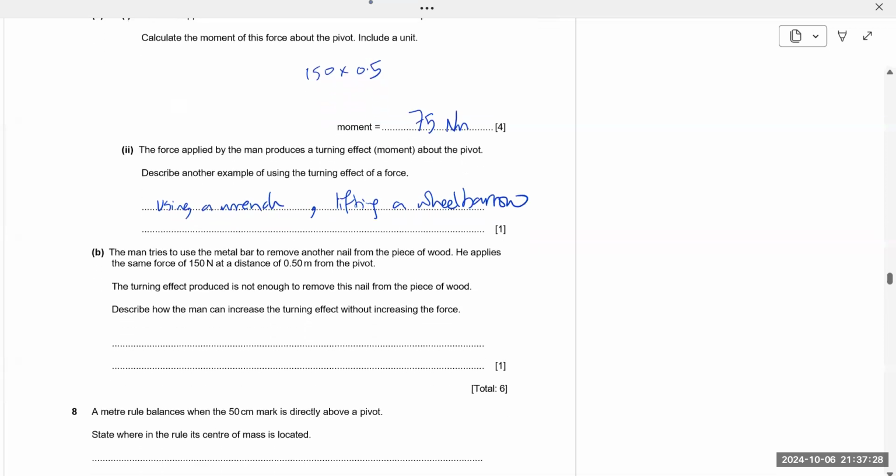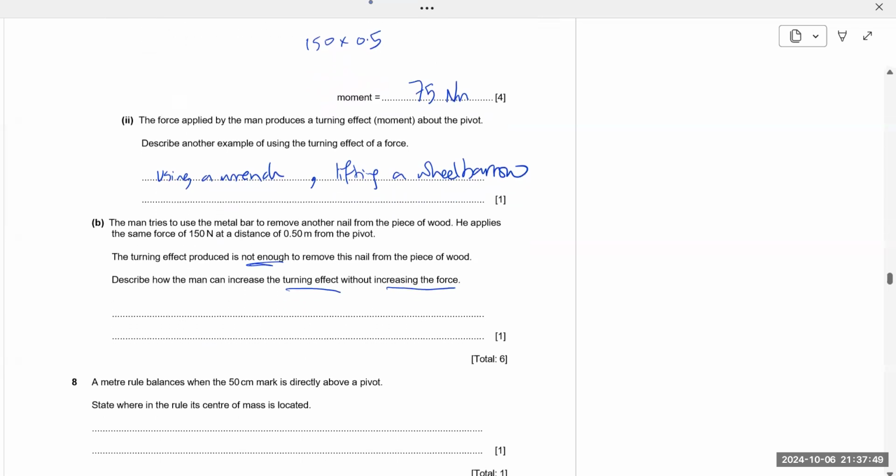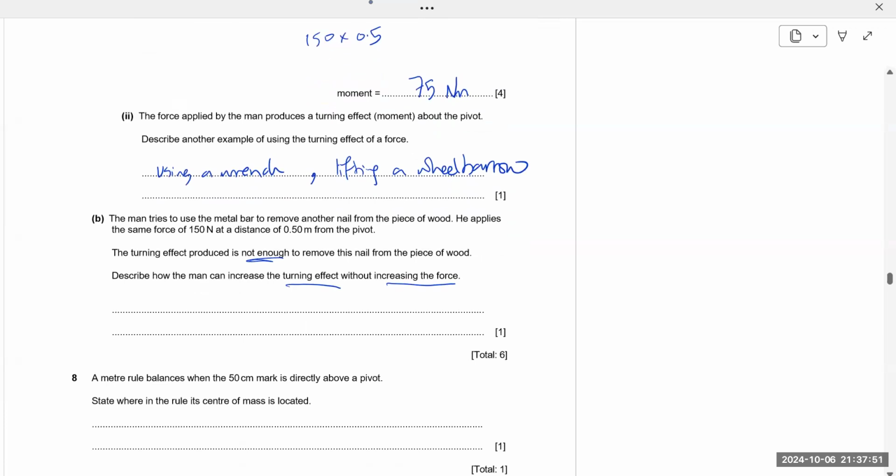خلاص. طيب the man tries to use the metal bar to remove another nail from the piece of wood. He applies the same force of 150 newtons at a distance of 0.5 meters from the pivot. The turning effect produced is not enough to remove the nail from the piece of wood. Describe how the man can increase the turning effect without increasing the force. أنا عايز أزود the turning effect without increasing the force. يبقى هنعمل إيه؟ الفورس المفروض تبعد عن البيفت، مش كده؟ طيب يبقى أنا أقول إيه؟ Apply the force further away from the pivot.